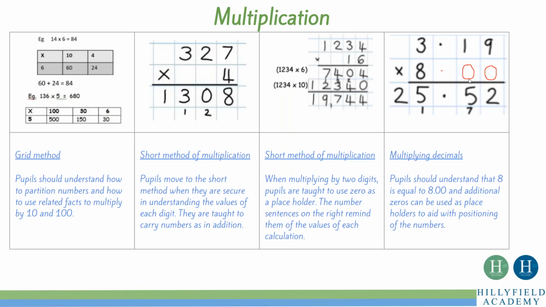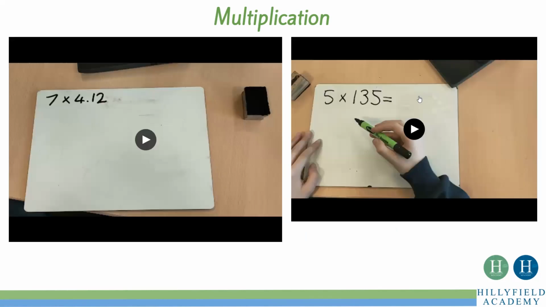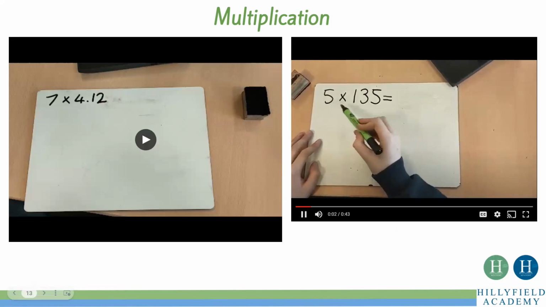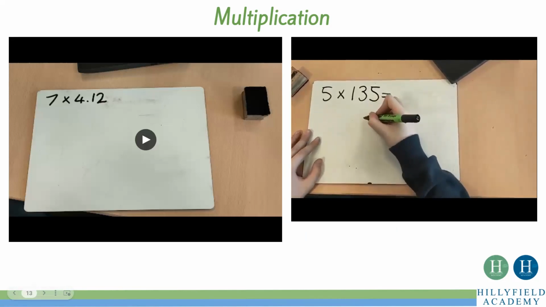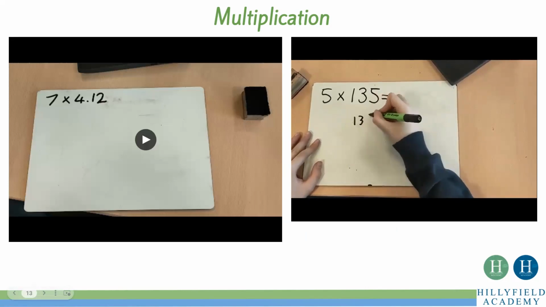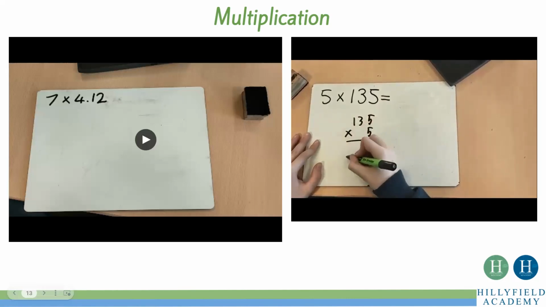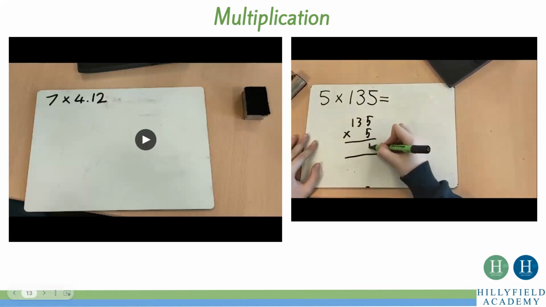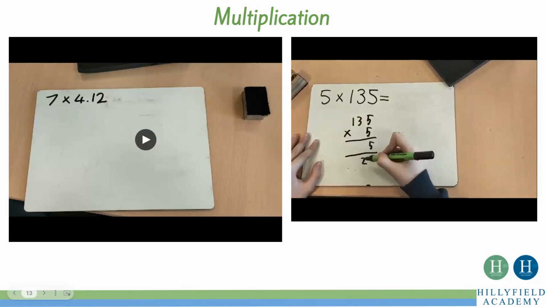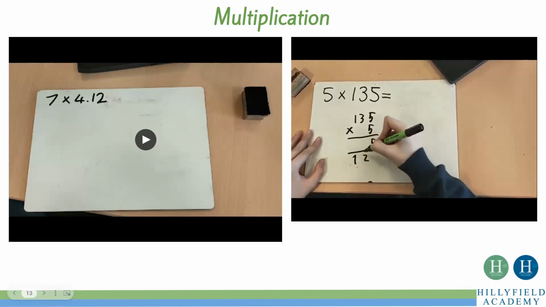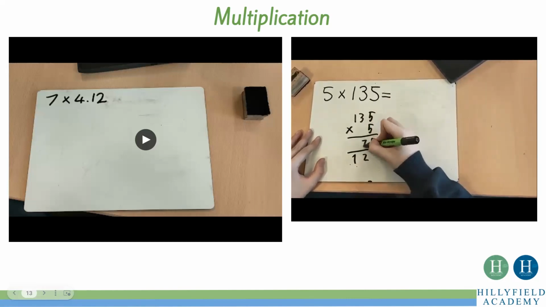Similarly with decimals, they could keep the decimal point in the same place, or as you'll see, they could put it there when they're doing the answer. So first we're going to put them in order, but you can do it in any way you like. So I'm going to put the 135 at the top and 5 here. So 5 times 5 is 25, so 5, and you put a 2 there. 5 times 3 is 15, so you put the 1 there. And 5 plus 2 is 7.